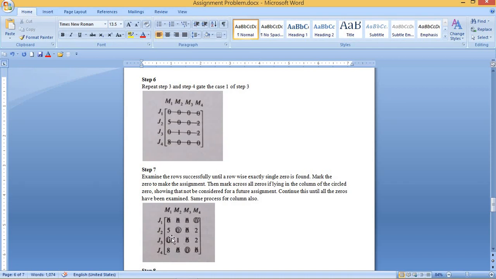Now consider the third row, where the number of zeros is 2. We consider the first zero and assign it to M1. That means J3 is assigned to M1. The similar thing applies: after circling this zero, we cross out all the corresponding zeros in that particular row and all the corresponding zeros in the particular column. So we can cross this zero and cross this zero.